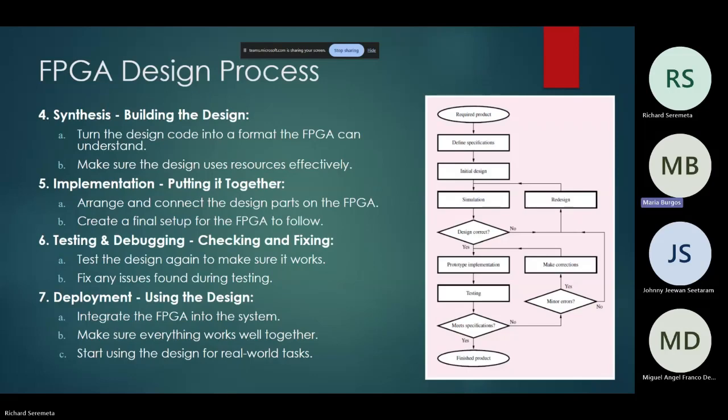The next stage is implementation, where you're putting it all together. During implementation, algorithms are used to determine the physical placement of logic elements and interconnections on the FPGA chip. You'll connect all the parts together according to the plan, and then the synthesized netlist is translated into a configuration bitstream that can be loaded onto the FPGA device. The bitstream essentially serves as a blueprint for the FPGA, guiding it and configuring its internal resources to behave according to the specified design.